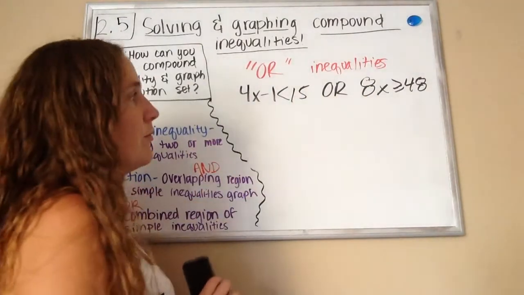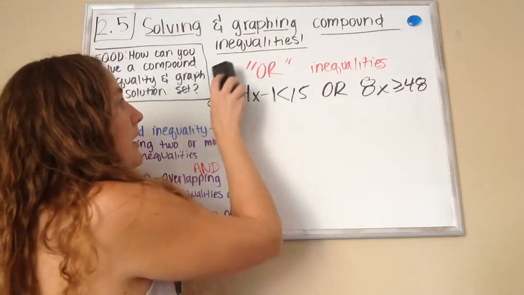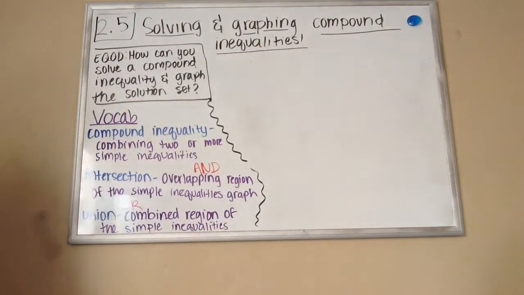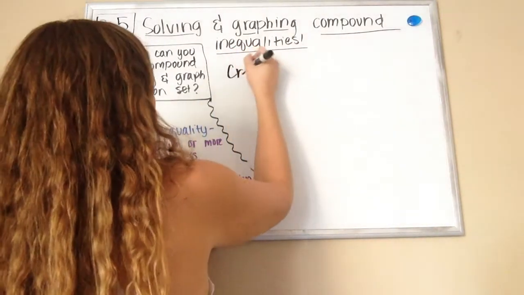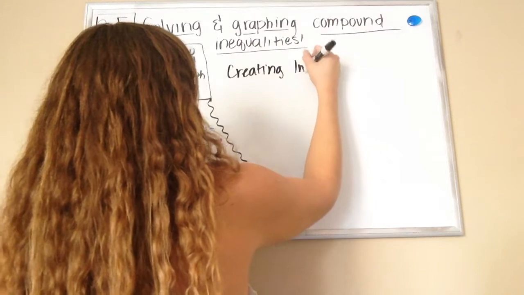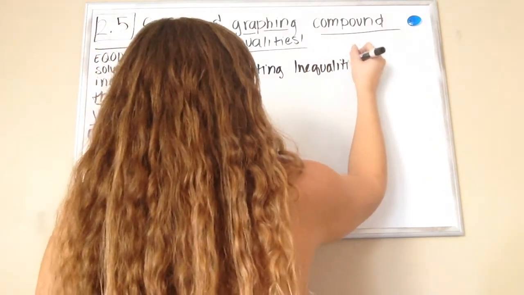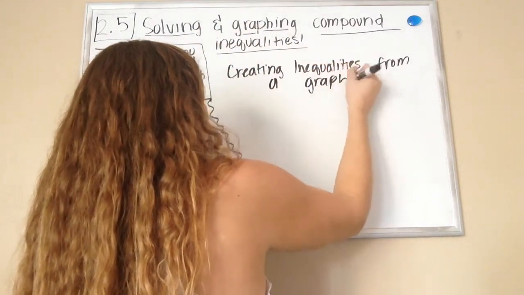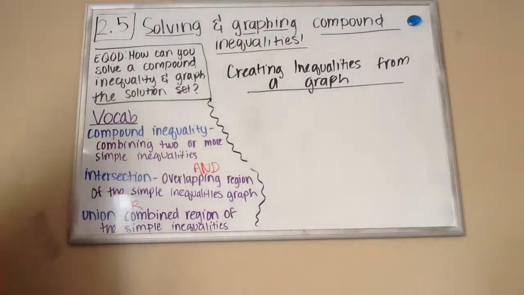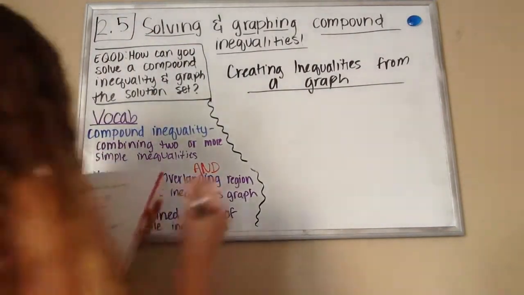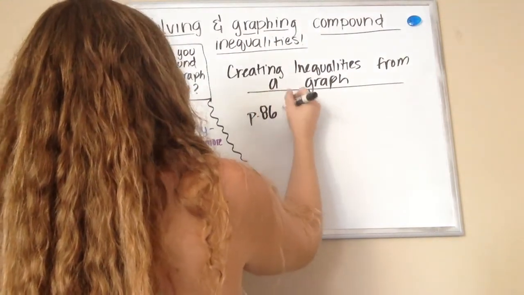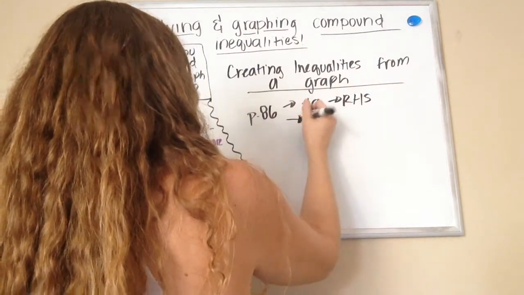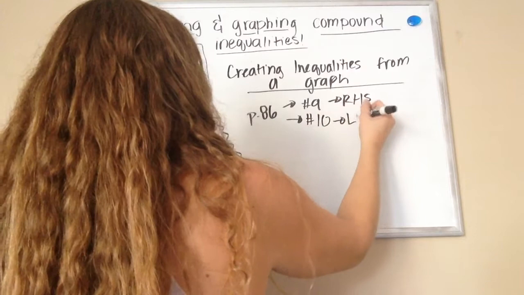Okay, if you're back, I'm assuming you completed these 2 on the left-hand side, and I'm going to erase this. We're going to go into our last set. Our last thing is creating inequalities, so actually writing them from a graph, from a number line graph like we've been looking at. Now I want you to cut and paste these from your notebook. On page 86, number 9 is going to be pasted on the right-hand side, and number 10 is going to be pasted on the left-hand side.